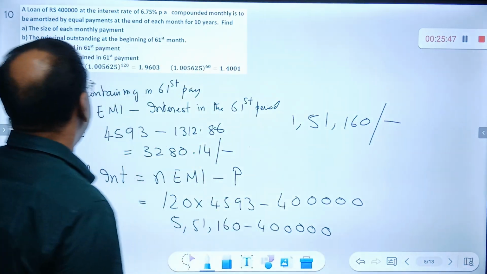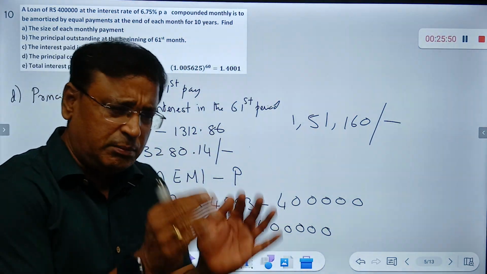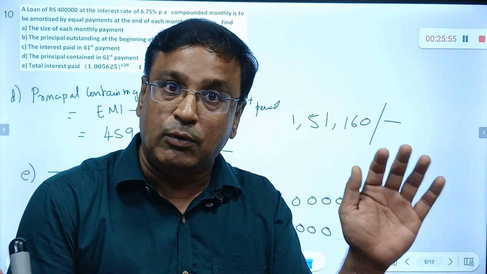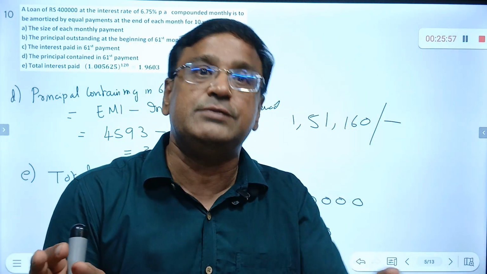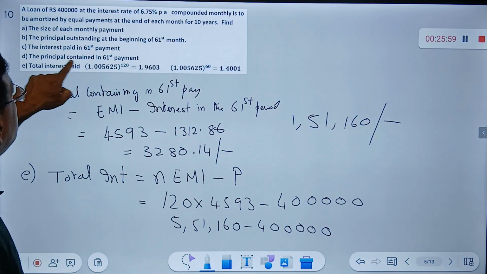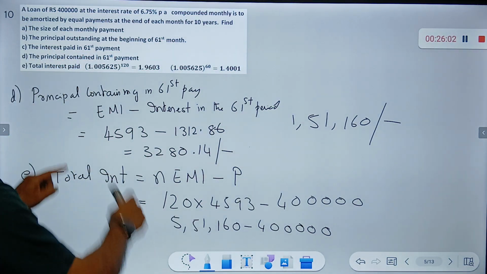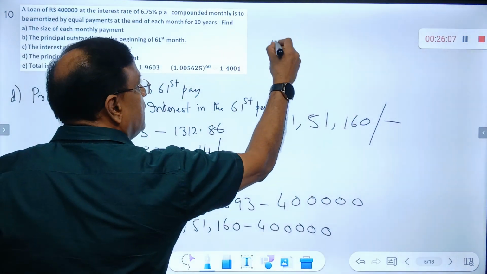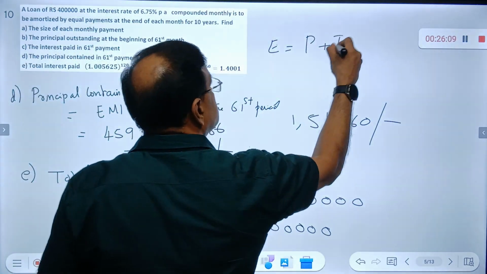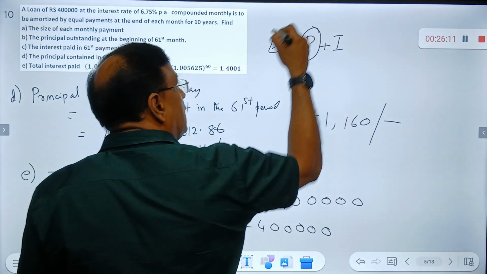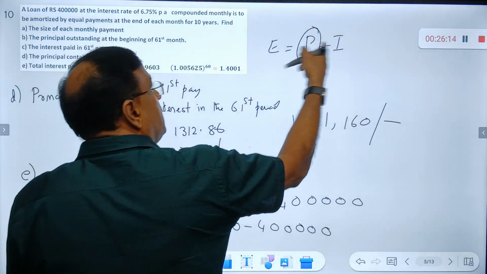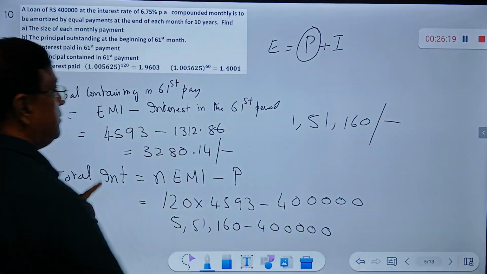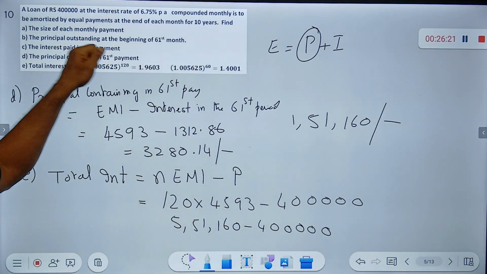Now the fourth subdivision: I want to know the principal contained. What does the principal amount contain? You know, when you pay EMI, it has principal and interest. I want to know what is the principal in that 61st month. So principal contained in the 61st month is my EMI minus the interest paid. I told you EMI contains principal plus interest. Since I want to find the principal from the EMI, I subtract the interest. So EMI minus interest in the 61st period will give you the principal contained in the 61st month.